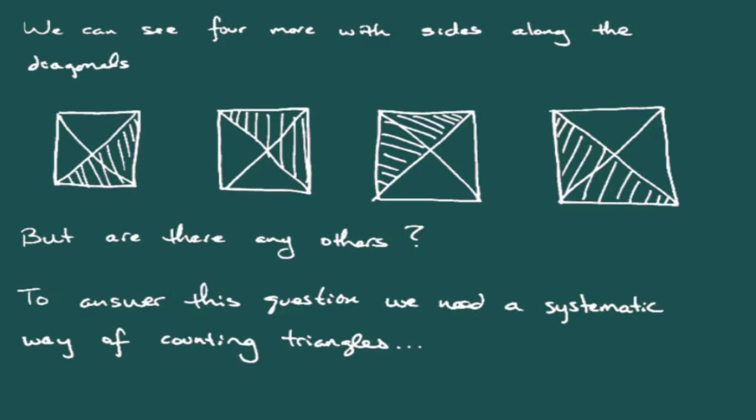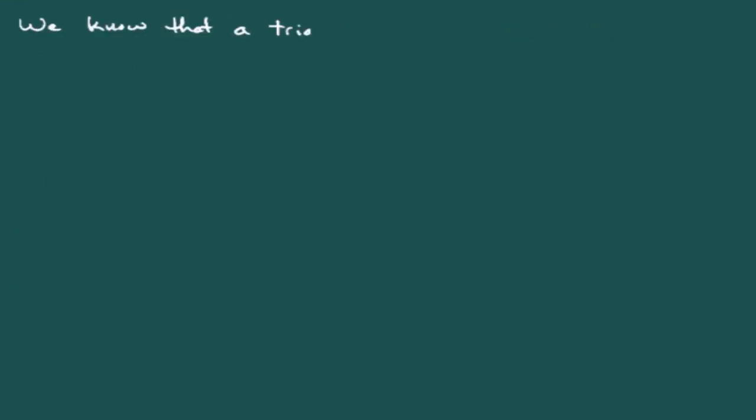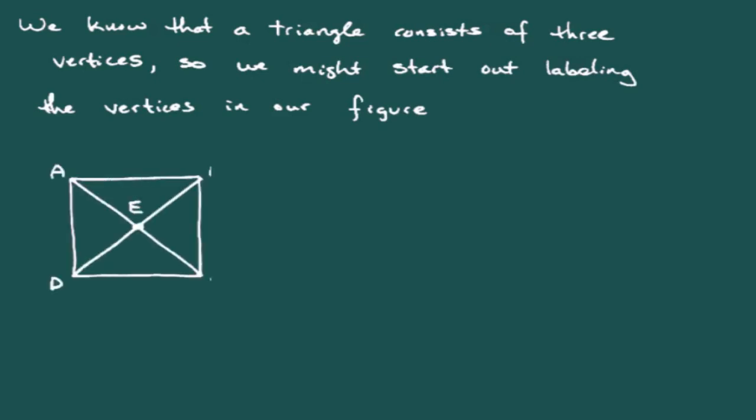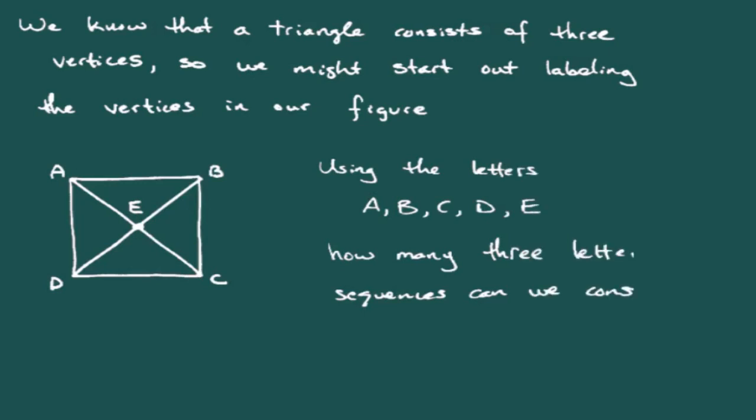And so if we stop and think a little bit, we know that a triangle is going to consist of three vertices. So we might start out by labeling all the vertices of the figure. So we have A, B, C, D, and E for the center point. And then we can ask, how many three-letter sequences can we construct with the letters A, B, C, D, and E? Going back to our general counting principle, we would have 5 choices for the first letter, 4 choices for the second letter, and 3 choices for the third letter. So 5 times 4 times 3 gives us a total of 60 different sequences that we could write down.